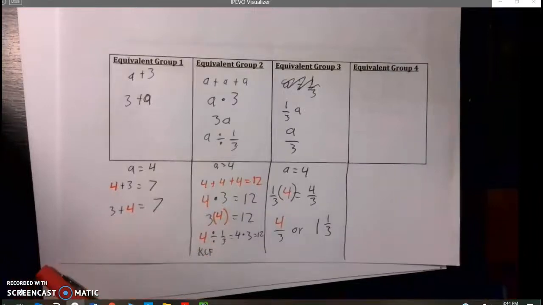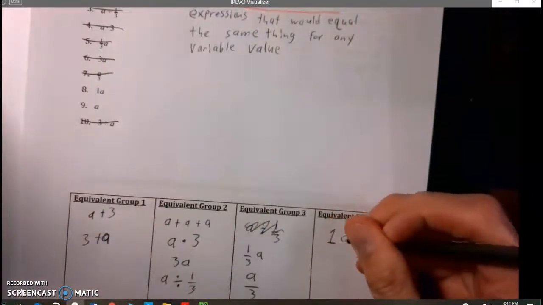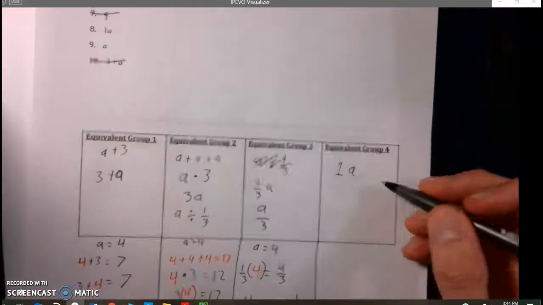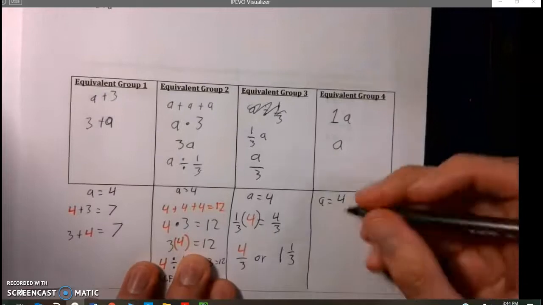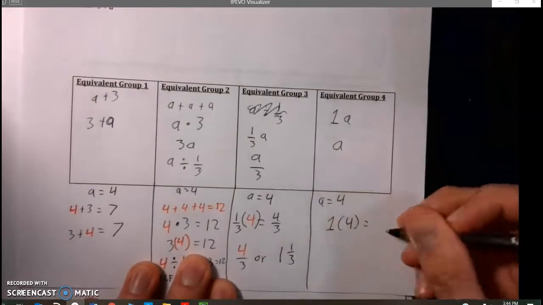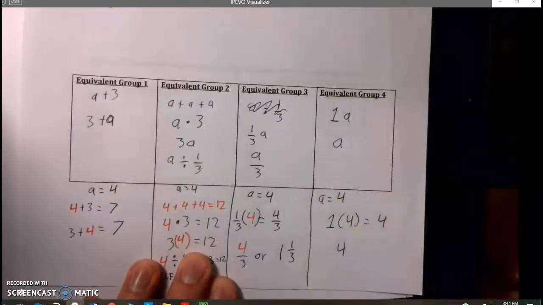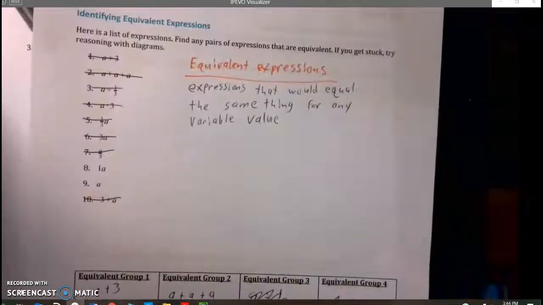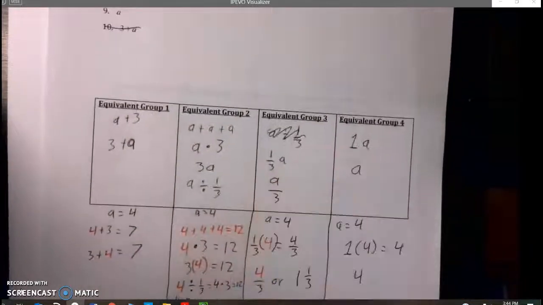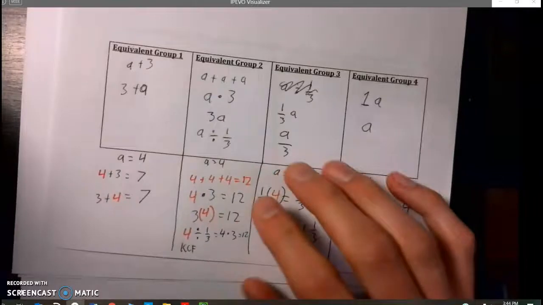Either way. And so the final one, that just leaves us with 8 and 9, and those are equivalent ones as well. 1 times a is the same thing as just having a. You plugged in 4 for a. 1 times 4, anything times 1 is itself. And if I substituted 4 in for this one, well, that's just 4. So, once again, equivalent expressions are expressions that would equal the same thing for any variable value. So if you substitute in a variable, they are equivalent if they give you the same answer. All right.